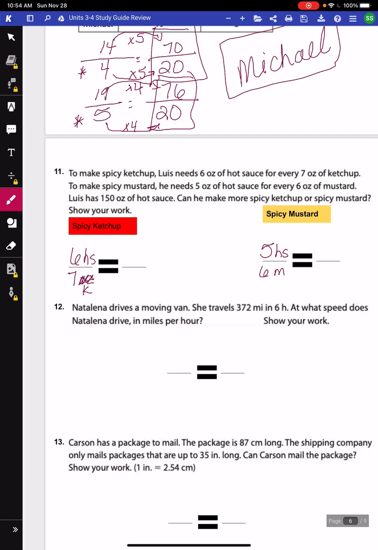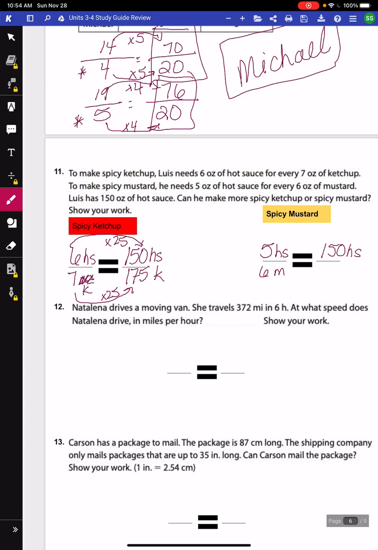So, we want to know, well, we know that he only has 150 ounces of hot sauce. So, that is the max amount that he can use. So, now what do I do to 6 to get 150? Multiply by 25. What do I do at the top? Got to do the bottom. 7 times 25. That gives me 175 ounces of ketchup.